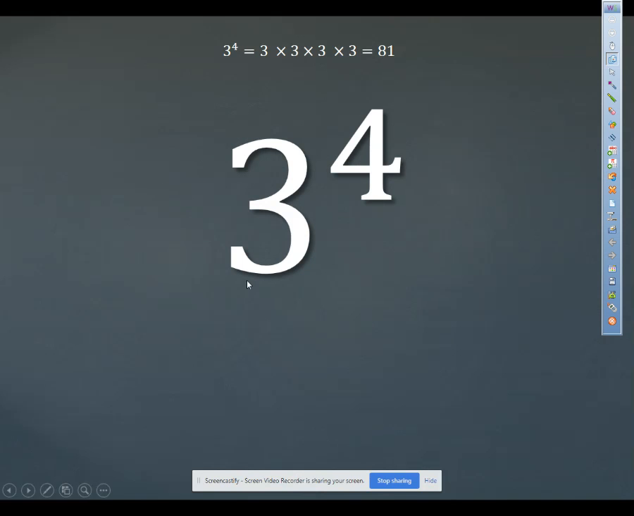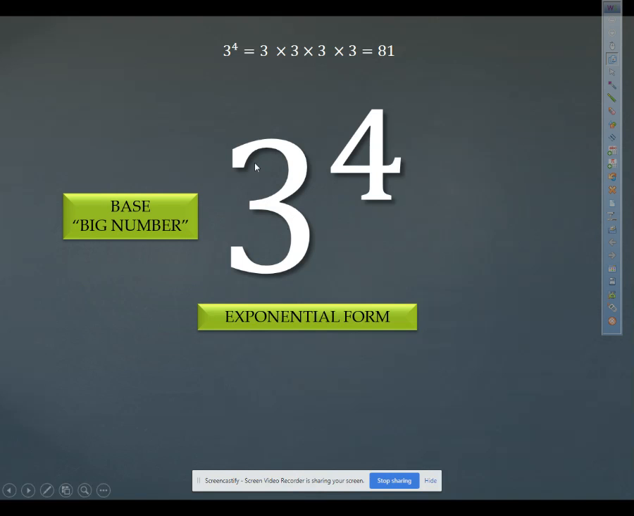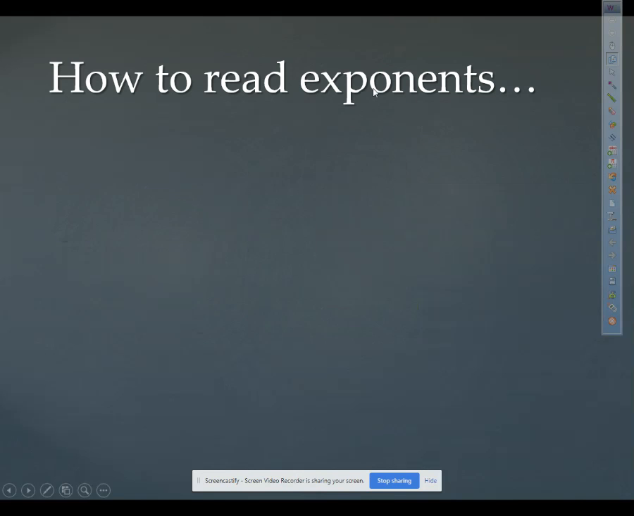So this is what it looks like when you write a number in exponential form. 3 to the 4th power. The 3 is the base, which is your big number. So I like to think base, big number, they both start with a B. And then the 4 is your exponent, which is your little number. So 3 to the 4th power just means that I'm going to multiply 3 4 times. So 3 times 3 times 3 times 3, which equals 81.